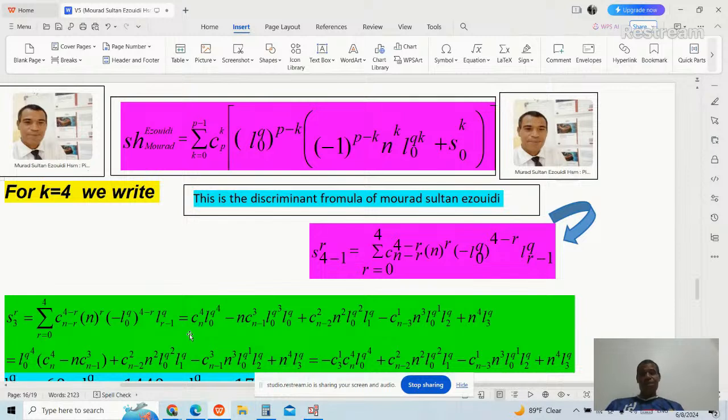Now, when replacing r with 0, you will get combination n choose 4, L0 of order q to the power 4. When r equals 1, it will be minus combination n minus 1 choose 3, L0 of order q to the power 4, because this can be the product of two values, which is 4, plus combination n minus 2 choose 2, n squared, L0 of q squared, L1, minus combination n minus 1 choose 1, n cubed, L0 of q raised to the power 1 times L2, plus n to the power 4 times L0 of q, L3 of q.